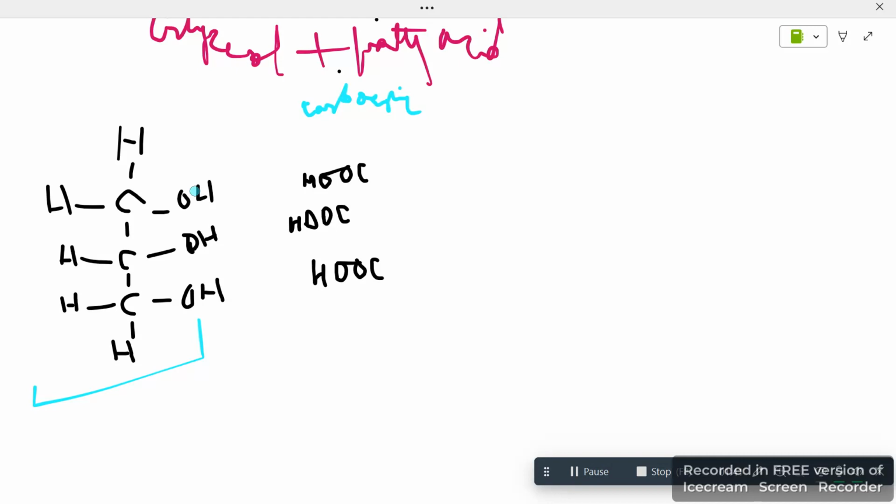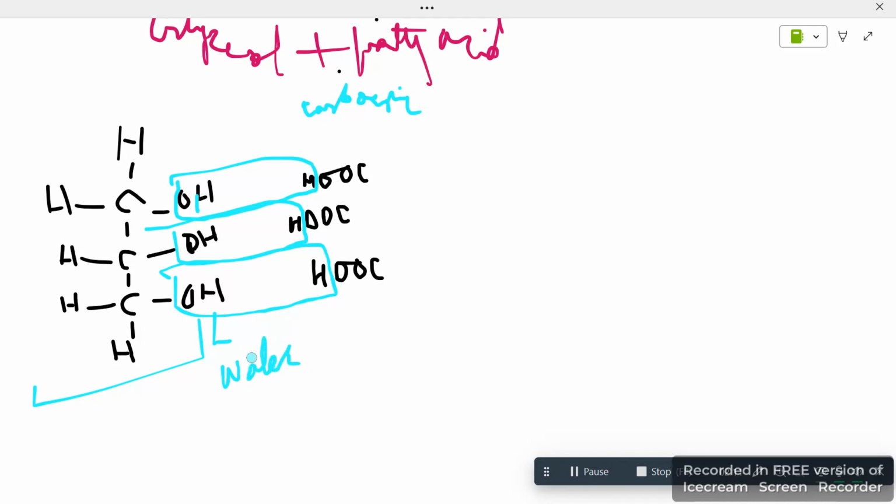So what does this mean? I'm going to discuss it. Here you will see this OH with this H would be removed, and the same here. This is the COOH carboxylic group, by the way. These three mean H plus OH, so H2O, which is known as water. So we can say that three molecules of water have been released.